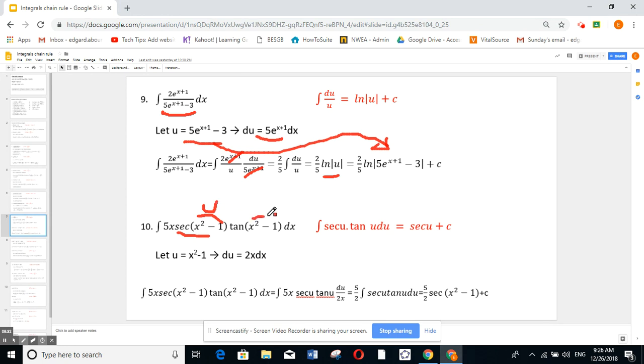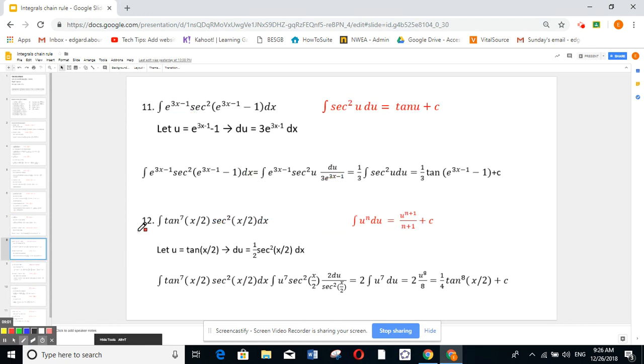We know that if you look at it, it's of the form secant u tangent u, but suppose you didn't realize that. So let us pick inside to be u. The derivative is 2x dx, so 5x as it is, secant u tangent u, and dx is du over 2x. x and x cancel out, 5 over 2. You know that this is the formula for secant u tangent u, which gives 5 over 2 secant u, where u is x squared minus 1.